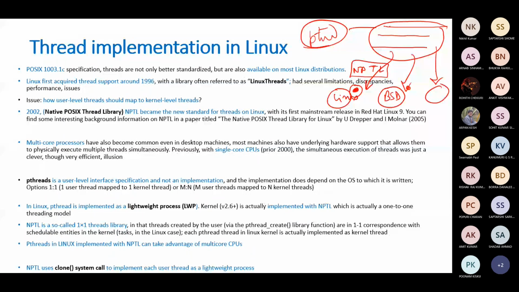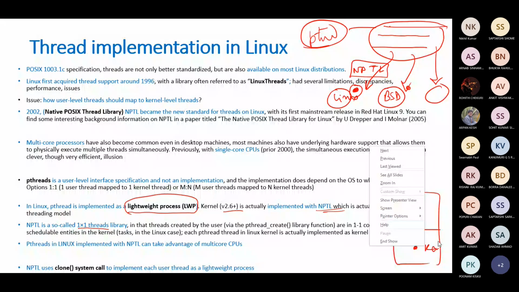And in Linux, pthreads is implemented using lightweight processes. This is a term that we will come across. We call it a lightweight process, and we will see why it is called lightweight. From kernel version 2.6 onwards, this implementation of NPTL is available. NPTL is also a one-to-one thread library. That means if you create a thread in the kernel, it will be visible in the user space also. So a kernel level thread that you created will be visible in the user space.